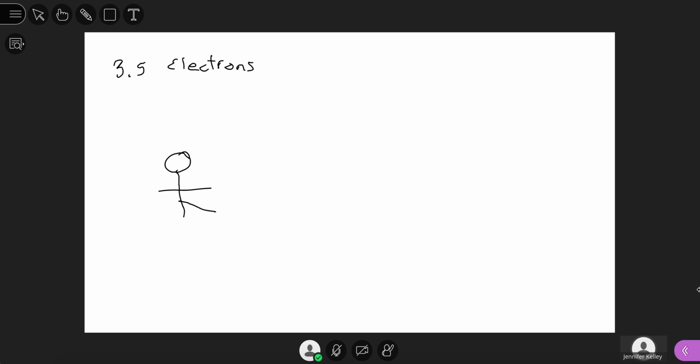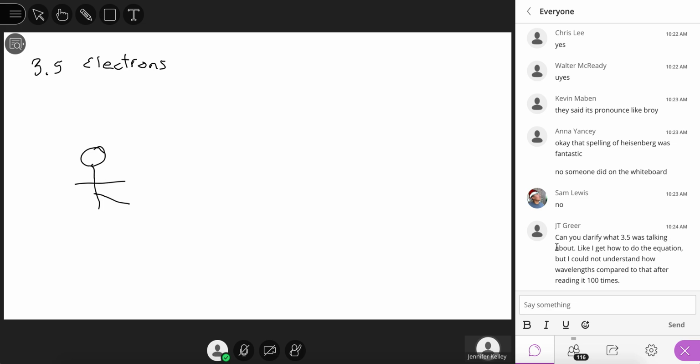Let's see, clarify, 3.5 was talking about how do we get the equation, but can understand the wavelengths. Yeah, okay. I'll talk about it.